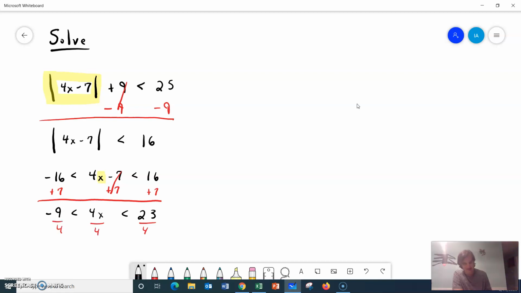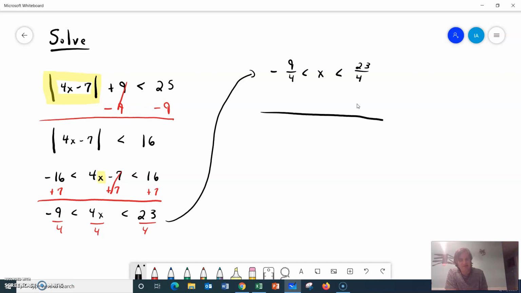So in the end, this gives me the inequality of negative 9/4 less than x less than 23/4. So we can make decimals out of those, but really what's the point? We got a positive number and we got a negative number. We know zero's in the middle. So negative 9/4 over here to the left of 0, and positive 23/4 is over to the right of 0.